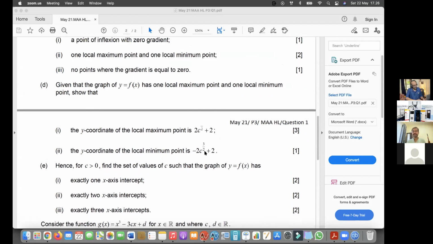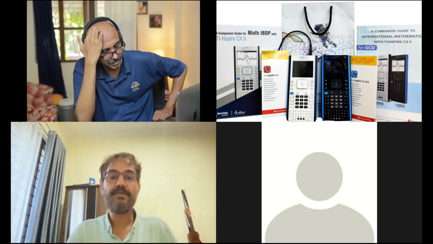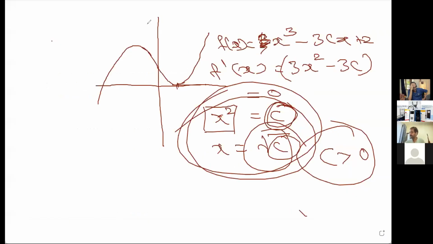So once again, we are looking at the y coordinate of the local maximum and local minimum. So what should we do here? At maximum or minimum, let me show it to you on the board, then we'll see it in the calculator. So you have one maximum, one minimum. So x squared is equal to c.